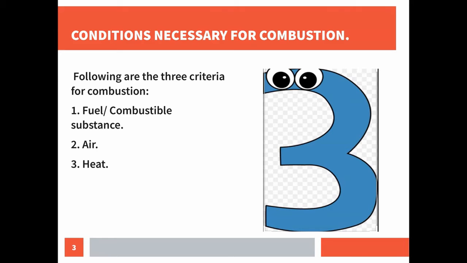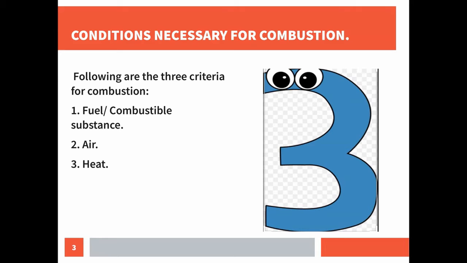The first is a fuel. A combustible substance is needed because until and unless you have a combustible substance, obviously which object will catch fire? So you need to have a substance which catches fire. You need air. Why do you need air?